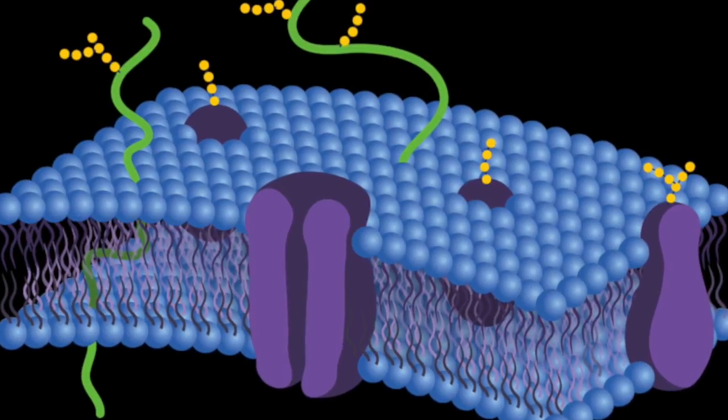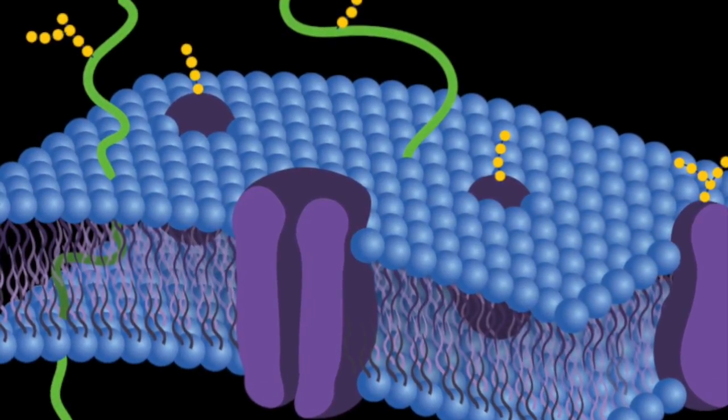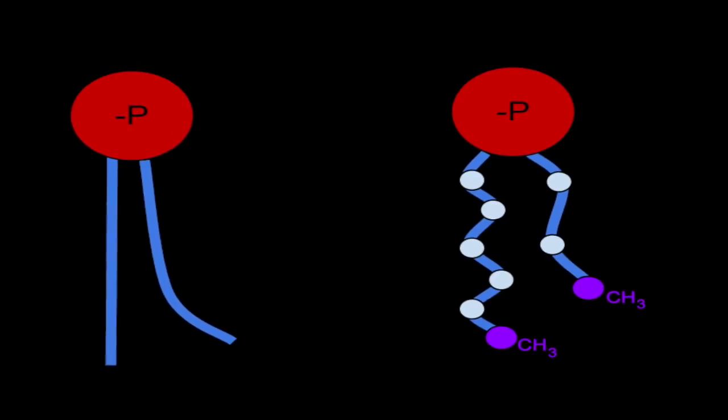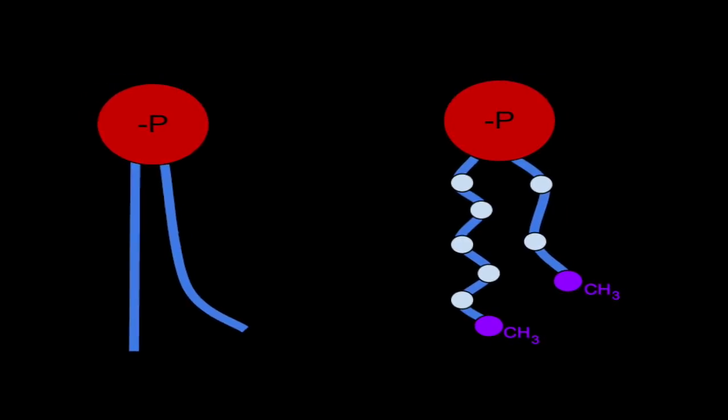The phospholipid bilayer is a selectively permeable double layer of phospholipids. Selectively permeable means that the cell membrane controls what is let in or out of the cell. Phospholipids are made of two fatty acids, a glycerol, a phosphate group, and a polar molecule.